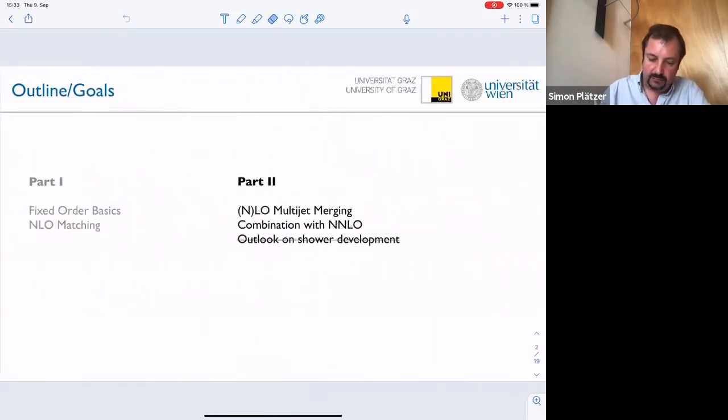So this is, as I said, part 2 of what we'll do. So we'll start with leading order merging. We'll discuss next to leading order merging and the combination with NNLO.